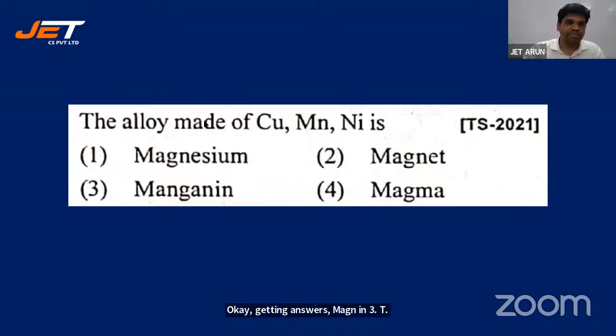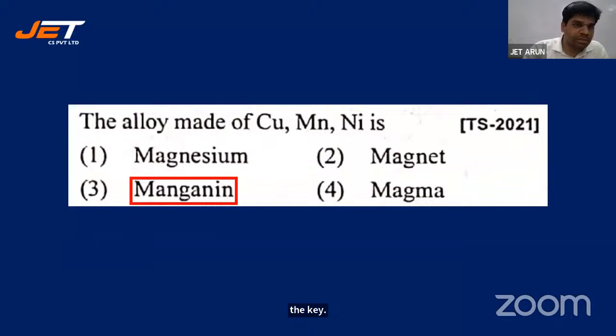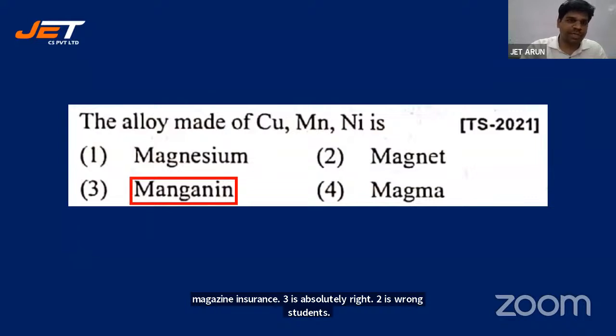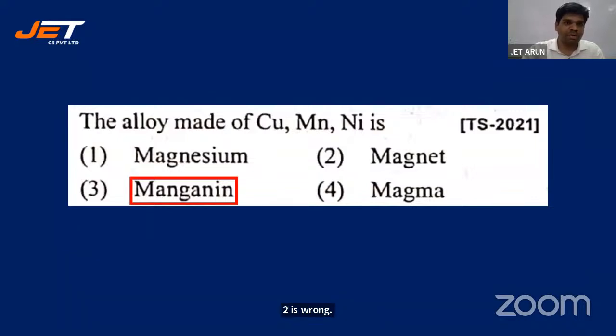Okay, let's look at the key. It's manganese, students. 3 is absolutely right. 2 is wrong, students. 2 is wrong. 3 is absolutely right. All right, let's go for the next one.